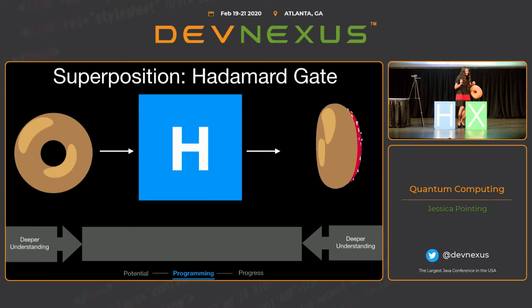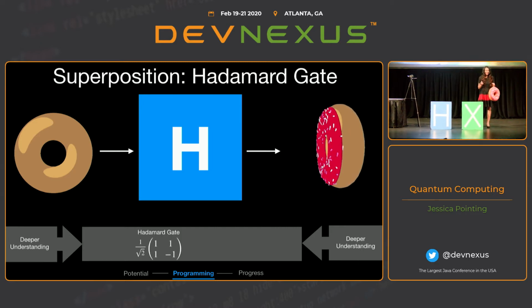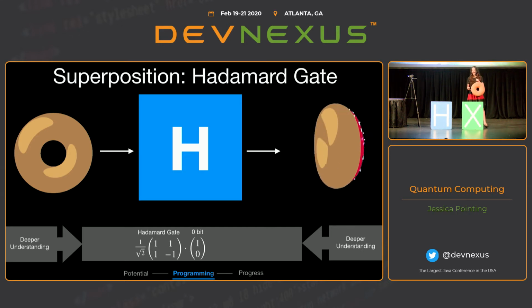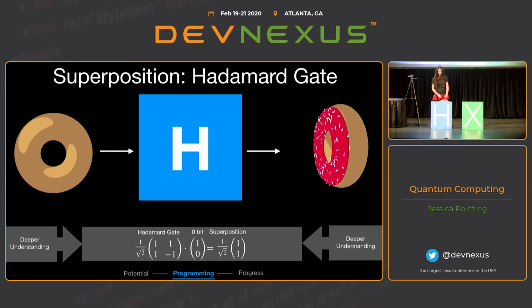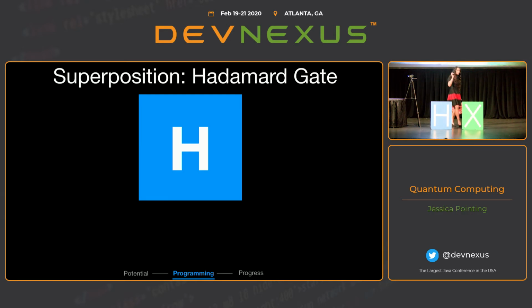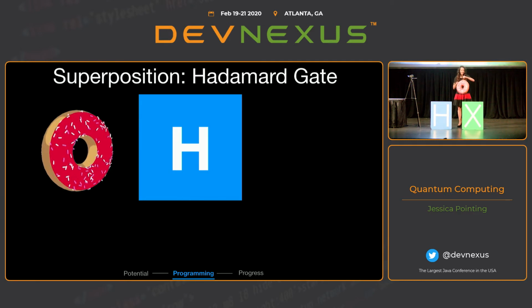So actually, I want to go through the deeper understanding part again. This is a matrix. As I mentioned, you multiply it by the input, in this case 0. And then when you go through, the output is the vector. If you just multiply those matrices and vectors, you end up getting the superposition qubit. So now, my question is, what do you think happens if you put something that's spinning through the Hadamard gate?